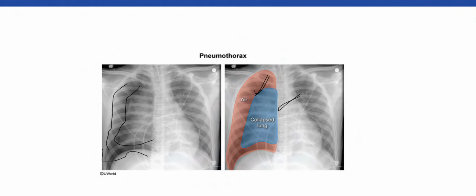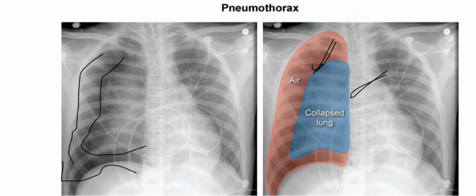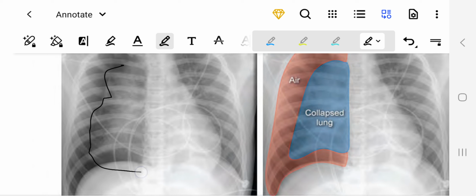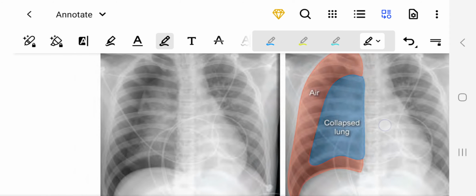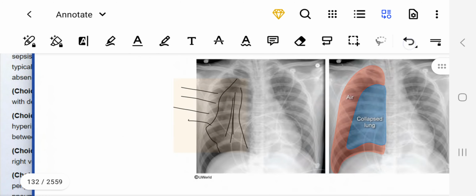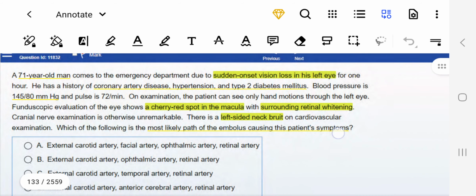In case of pneumothorax, what will happen? You can see this thing. I just removed this thing, just like this one, right? So there is air, and with that there is collapsed lung, right? Over here, this one is collapsed lung, but over here outside this thing, this is air. Okay, next question.